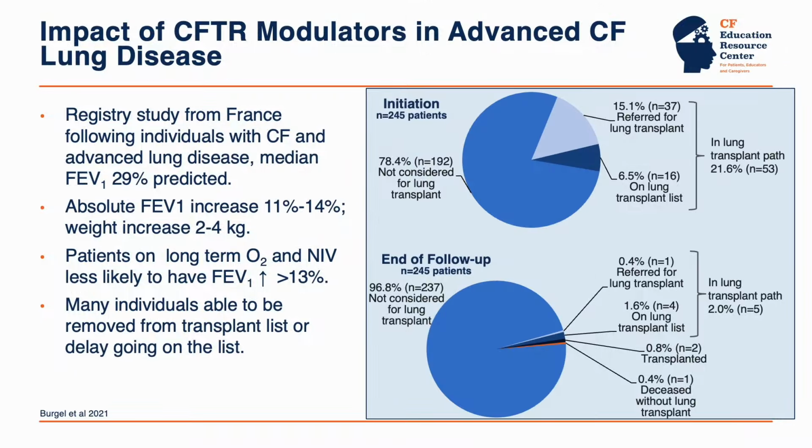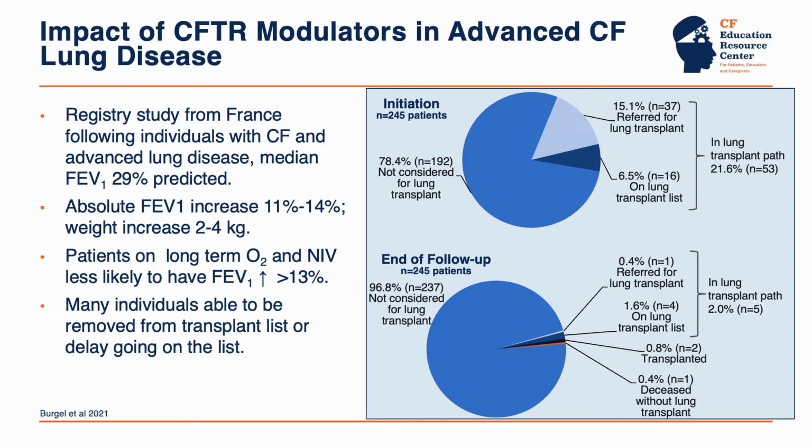So this schematic shows what happened to this cohort of 245 patients who had severe lung disease at the beginning, prior to the initiation of the triple drug combination. 15% had been referred for transplant, and 6% were on the lung transplant list. So 21% were so-called in the transplant pathway. At the end of the 6 months of follow-up, 96% were not considered for transplant because they were sufficiently stable. The number who were referred and on the transplant list went down significantly. And so the number in the lung transplant path went from 20% down to 2%.